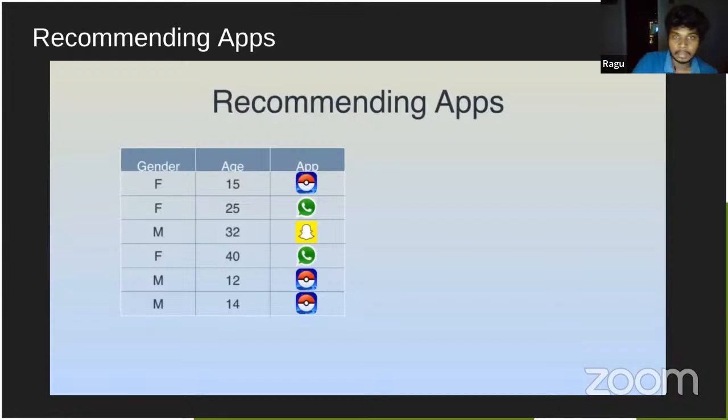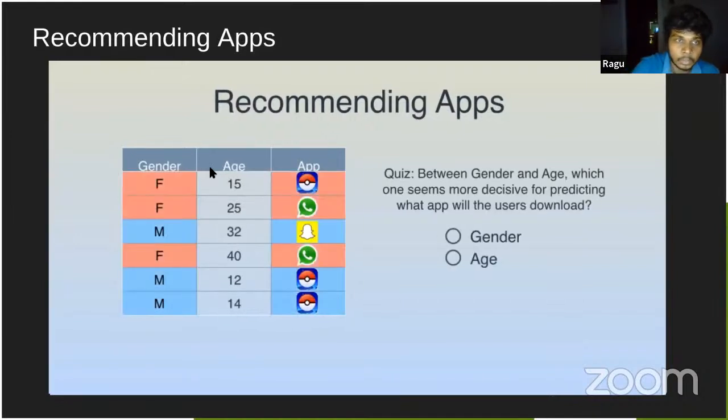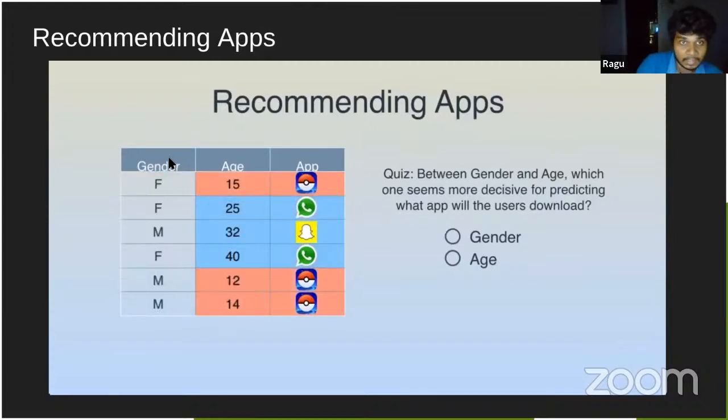This can be done using something like this. Looking at this, if you want to split the data by age or gender, what is the best thing to do? For example, if you split by gender, you have two females using WhatsApp and one female using Pokemon Go, and two males using Pokemon Go and one using Snapchat. So this is not a pure split. But if you split by age, it's clearly splitting.